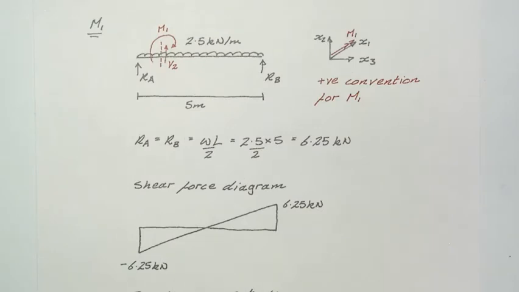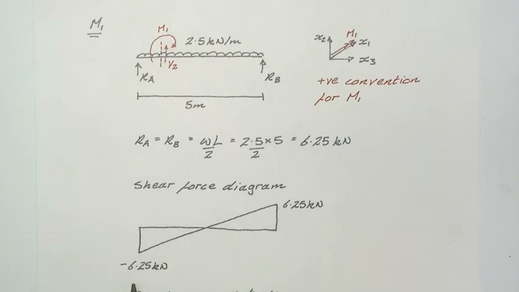So having said our conventions, everything else is pretty straightforward from there. We've already agreed that RA is equal to RB, and both of them will be equal to WL over 2. Obviously W is the distributed load, L is the length, and we're dividing by 2 because the load is split between the two supports.